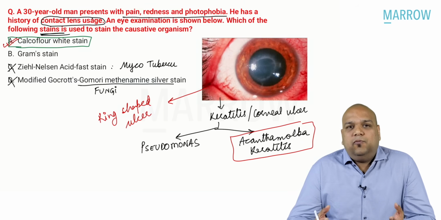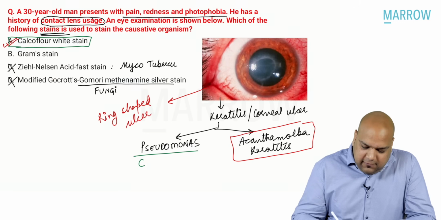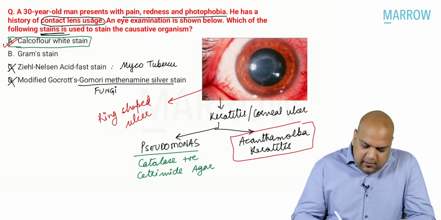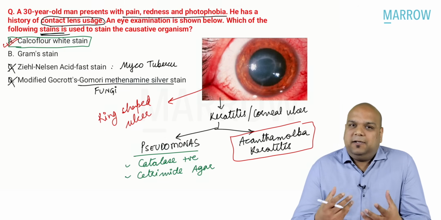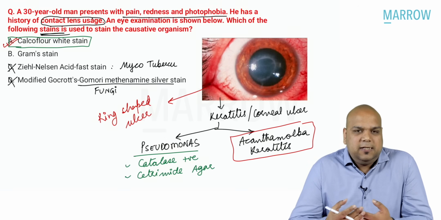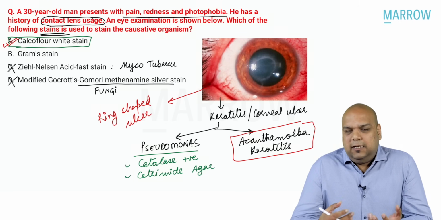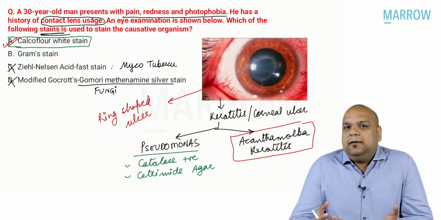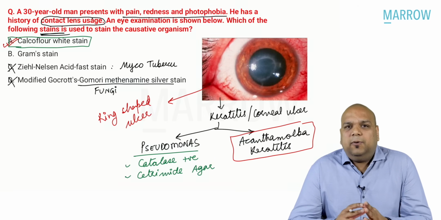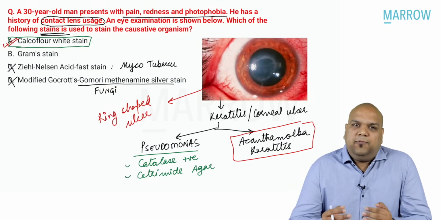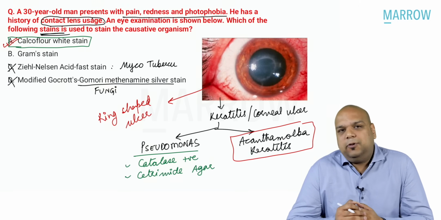Or better ways to find out Pseudomonas is that it is catalase positive, we know, right? Or we could have grown it in the cetrimide agar. So those have been better answers, but still, if this question was only about stains, Acanthamoeba, the answer is calcofluor white stain. If it was a Pseudomonas image, then the answer would have been a gram stain. Right, guys? So not a difficult question, just a little confusing options and confusing answer if your microbiology probably was not up to the mark.